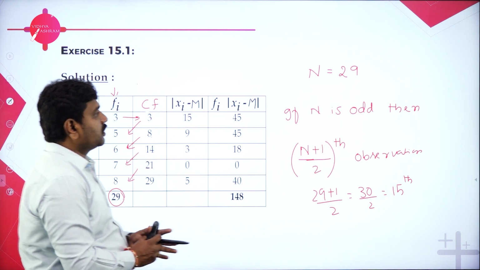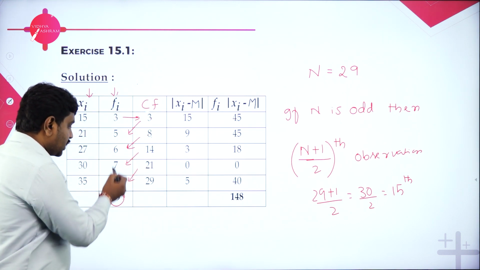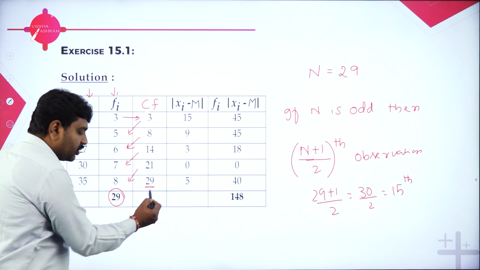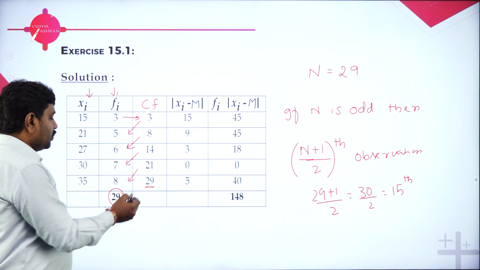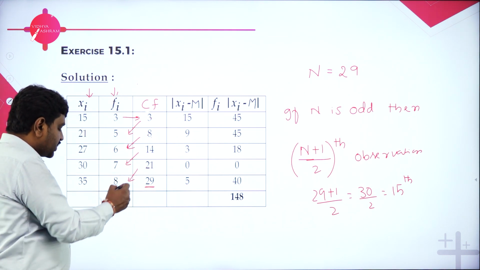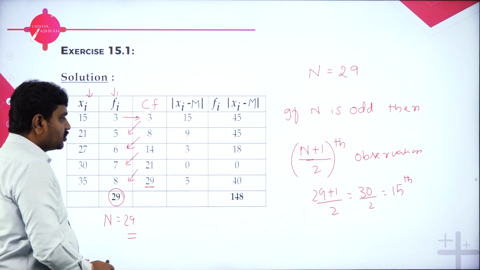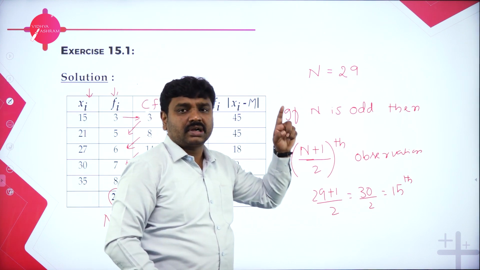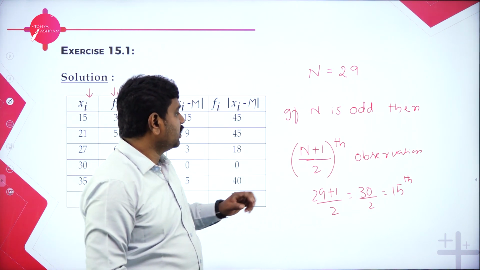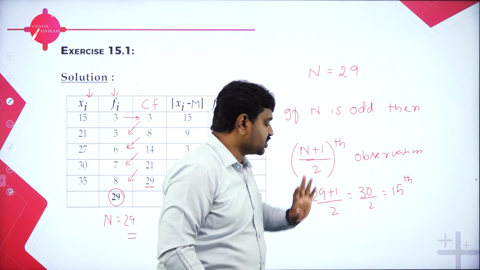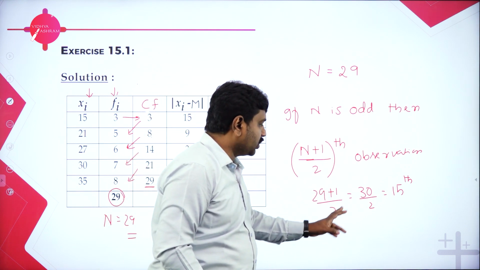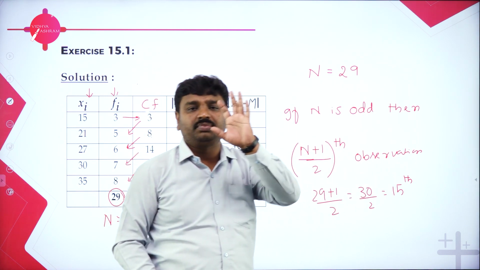So now the sum of frequencies and last entry in cumulative frequency should be same. So now last entry is 29, sum of the frequencies, that is capital N is sum of the frequencies, that is 29. So now 29 is an odd number. For odd number, how to find median? N plus 1 by 2th observation is median. So 29 plus 1 by 2, 30 by 2, 15th observation is median.